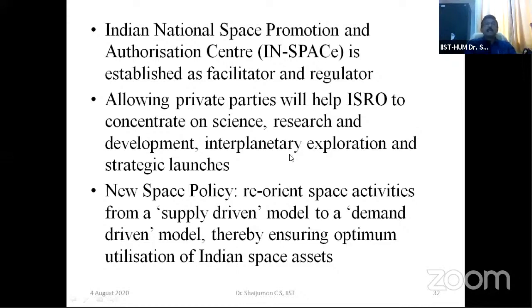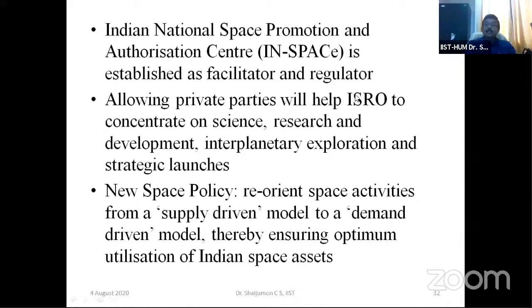So a new space policy is also coming in. Discussions are already over. It is in the consideration of Parliament. We have never had a space policy in the country. The new space policy is coming because we are allowing private parties. Therefore, we have to have a strong control over them, because it is a very strategic sector. So therefore, we need all kinds of policies.